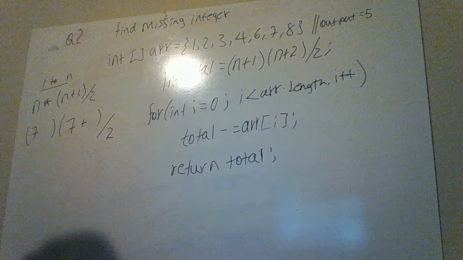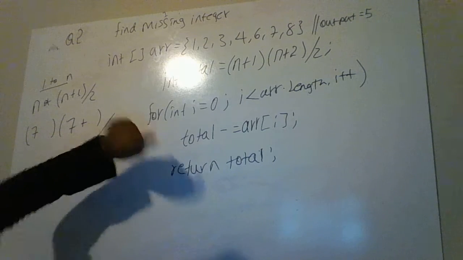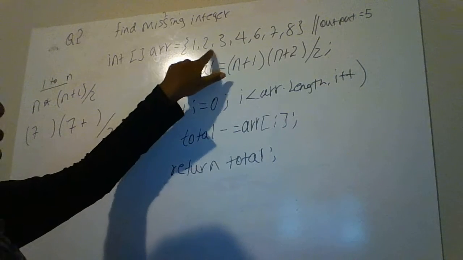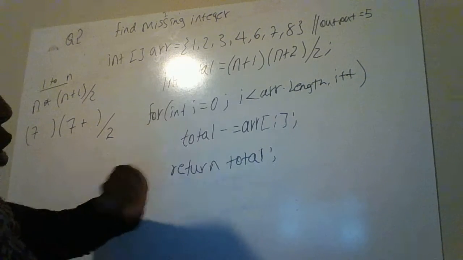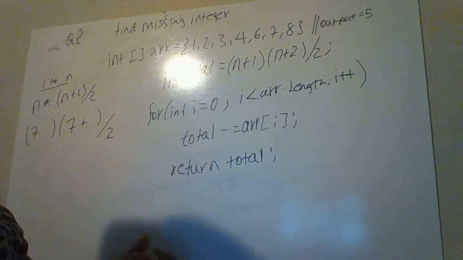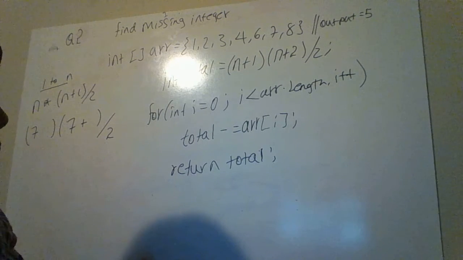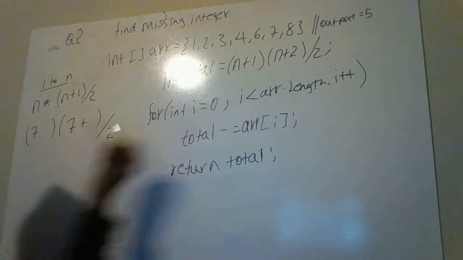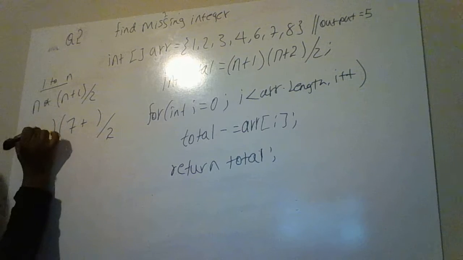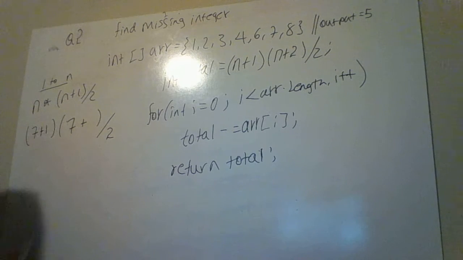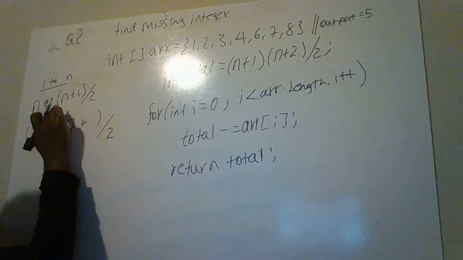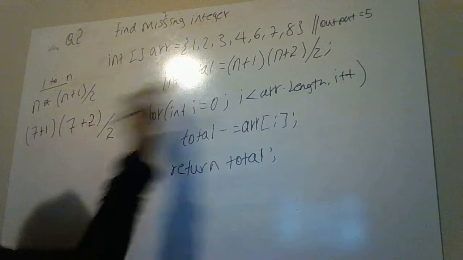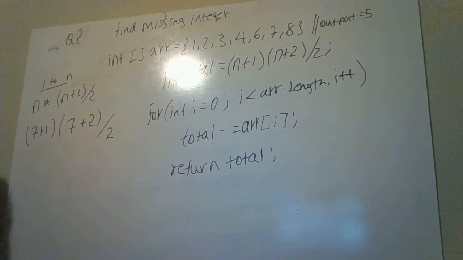After we got the total, we would subtract each individual number from the total. Whatever we are left with would be our missing number. For example, I have 7 items plus 1 missing number, so I will add 1 here, and then 7 plus, there was n plus 1, but I will do n plus 2 because of the 1 missing number, divided by 2.